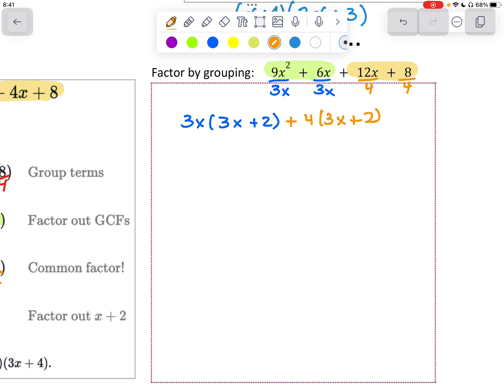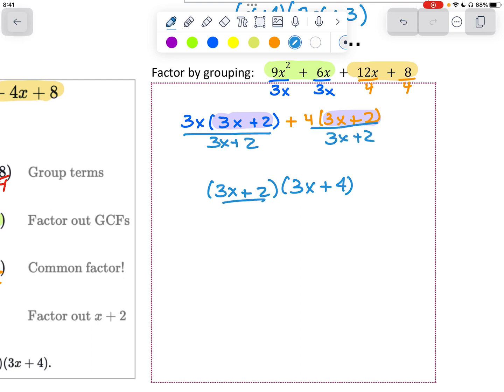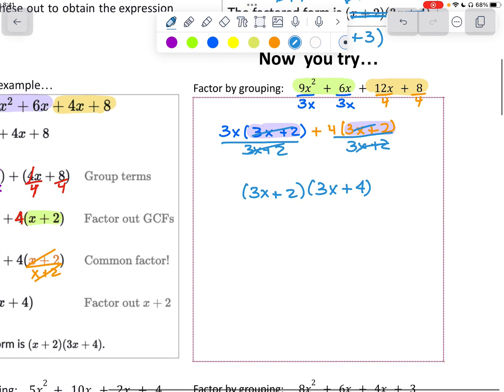times 3x plus 2. If you've done it correctly, and if it will factor by grouping, then these two factors should actually match. So then your final factored form is going to be the shared factor plus the leftover pieces, 3x plus 4. What you're really doing is you're factoring out another greatest common factor of 3x plus 2. Bringing down that common factor here, and then dividing out, and that gives you 3x plus 4.